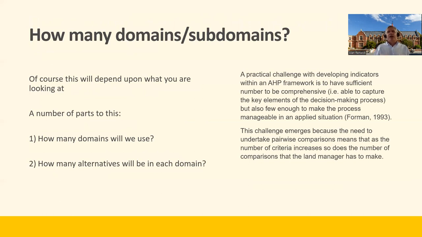Now, a question is, how many criteria, domains and subdomains do you need? First of all, this will depend upon what you're looking at, but there are a few things we should consider. How many of the higher level domains will we use? In our example, we used 6. How many alternatives will be in each domain? There's a practical, pragmatic challenge here. You need enough of these indicators, these criteria, to be comprehensive, so you can capture the key elements of the decision-making process that's going on.